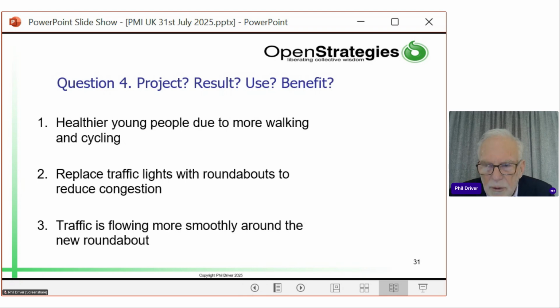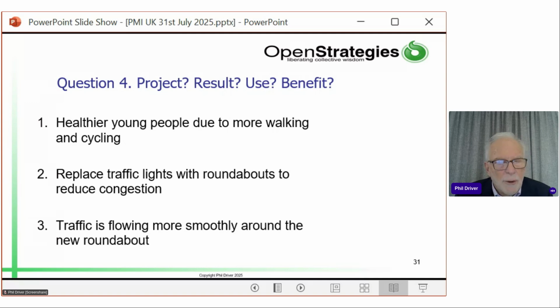So Leela, you're correct. Reduced congestion is the benefit, but that's not how that sentence was written. The sentence was written with replace traffic lights at the beginning. The third one, traffic is flowing more smoothly, that's a use. It's people using the roundabout.